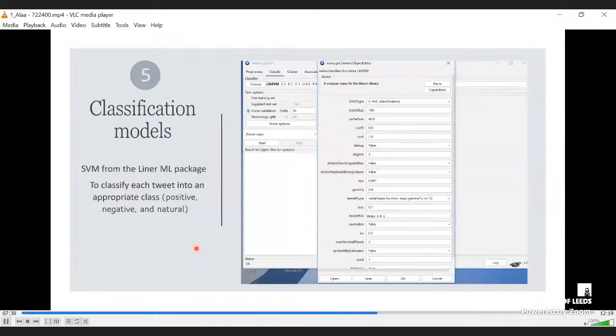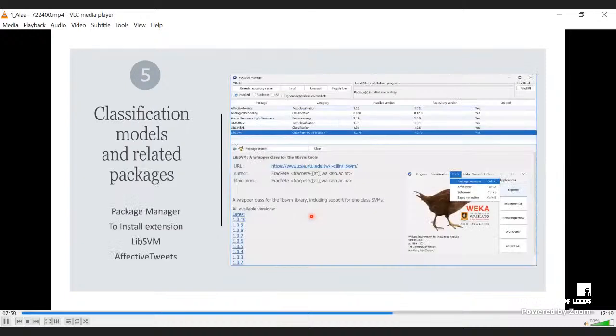For the classification model, support vector machine is used as a linear machine learning package. It's suitable for tweet classes, as we have here: positive, neutral, and negative. And we can adjust all these numbers or values. We can download and install more packages, for example, from the package manager. In this use case, I downloaded the LibSVM and affective tweets packages.